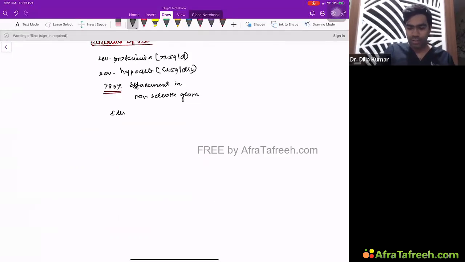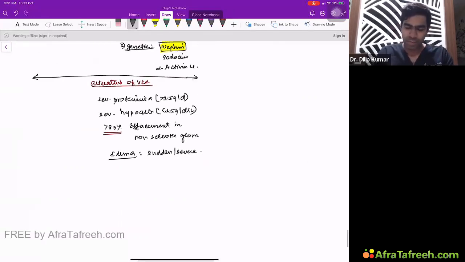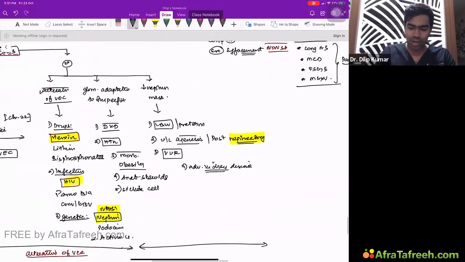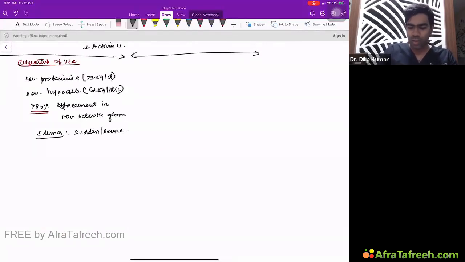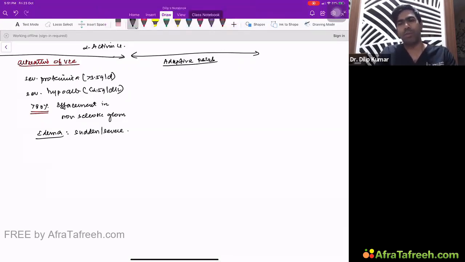podocytes. So edema often will be sudden and severe in these patients. But when you take the other two categories, those patients who are not having alteration of visceral epithelial cell, or those who are having adaptive FSGS due to low nephron mass or due to hyperfiltration, this group of people we can name as adaptive FSGS. Those who are having problems in hyperfiltration or due to reduced nephron mass.